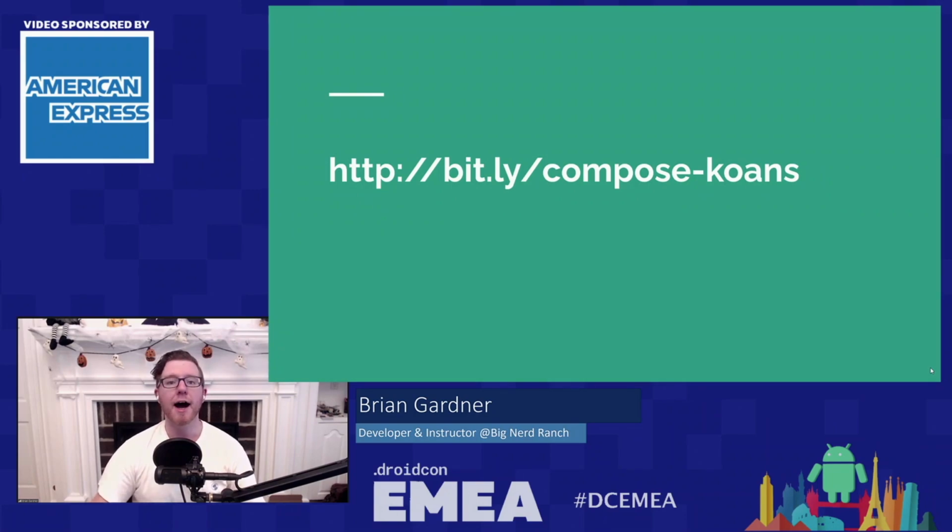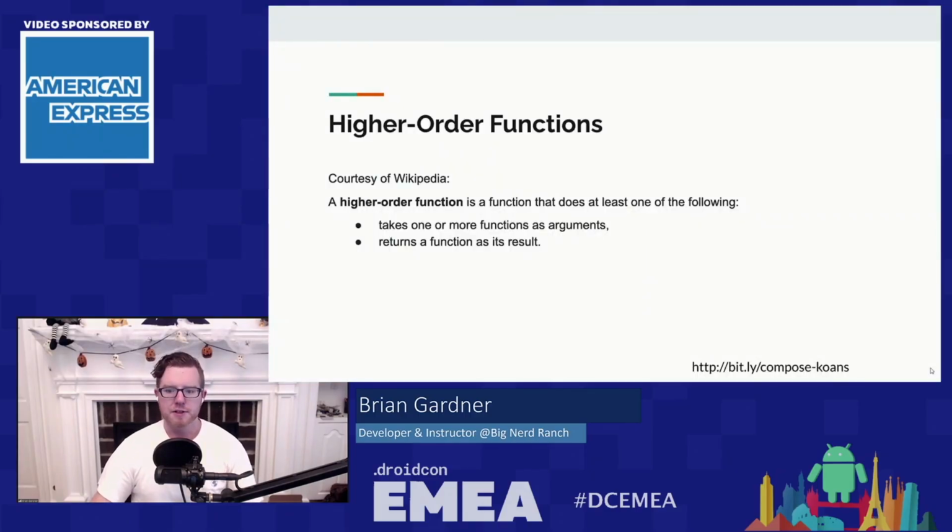But I'll at a high level cover some of the requirements that are good to know about for Jetpack Compose, starting with a couple of Kotlin language specific features. So the first thing you're going to need is something called higher order functions. Now, this definition here on the screen is courtesy of Wikipedia, and a higher order function is effectively one that either takes another function as an argument or returns a function as its result. So you either get a function as input or return a function as output.